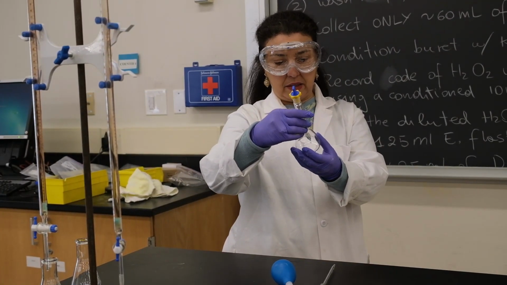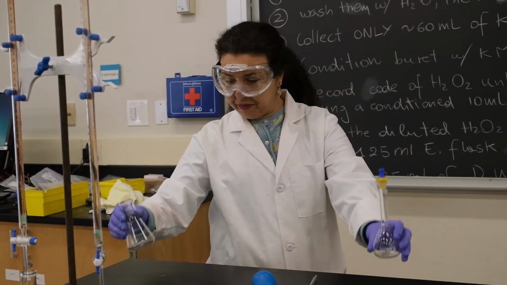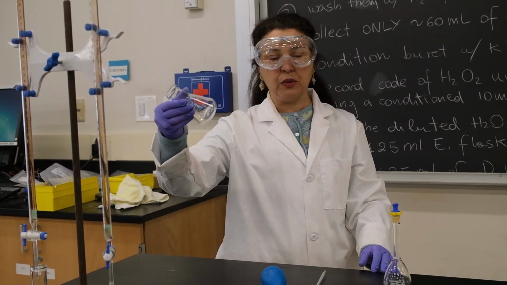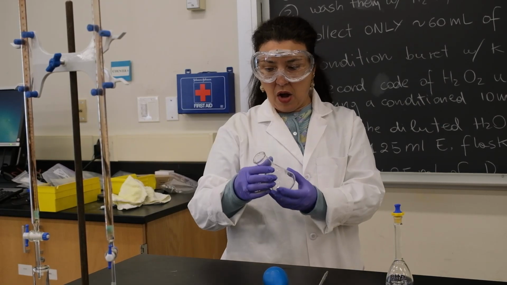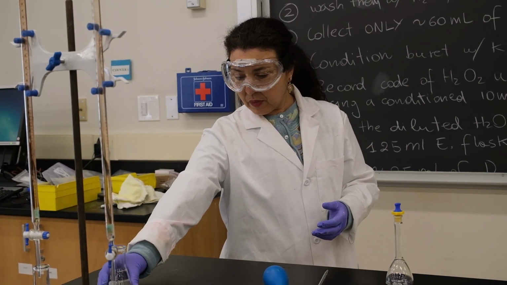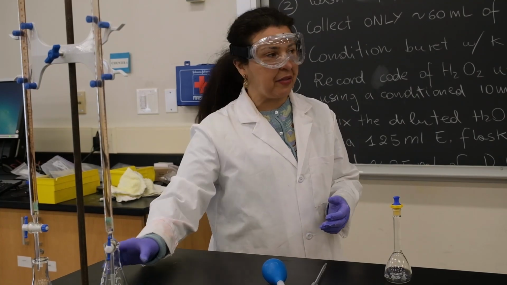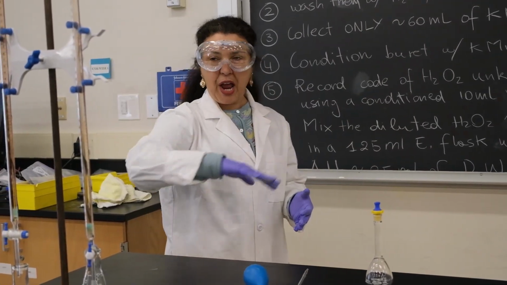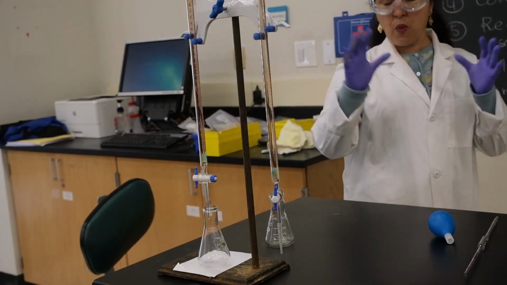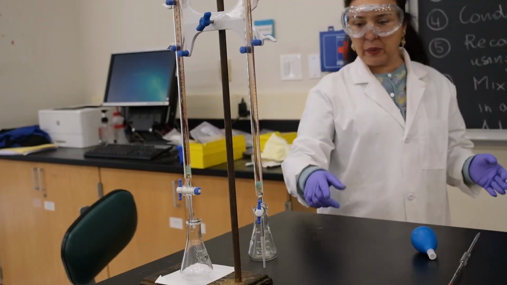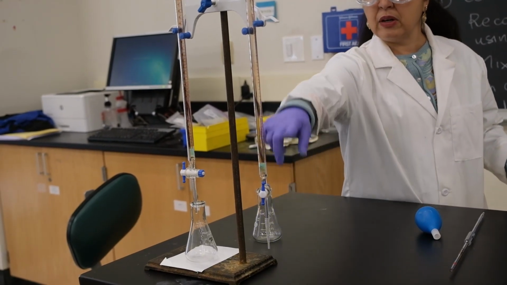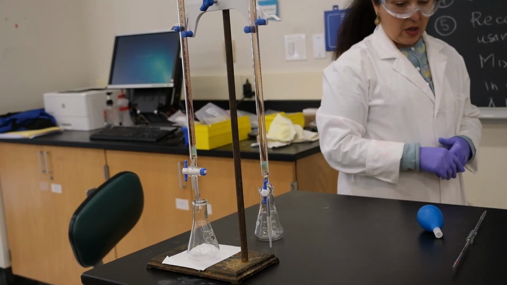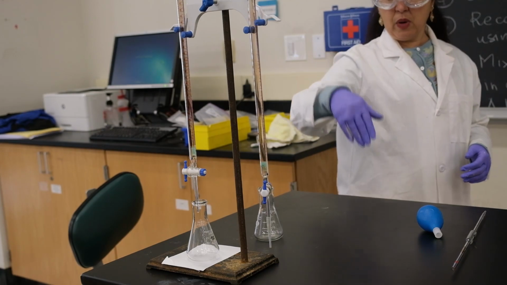100 milliliter volumetric flask, and then we're going to use a 125 milliliter Erlenmeyer flask to make our titration. We're going to wash everything with deionized water. We're going to check the tip. We are going to check that there are no bubbles when we flow the water through.